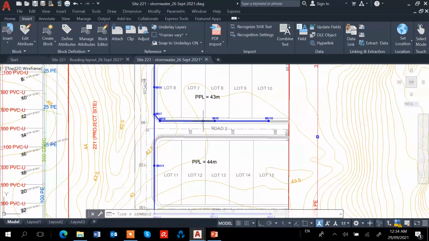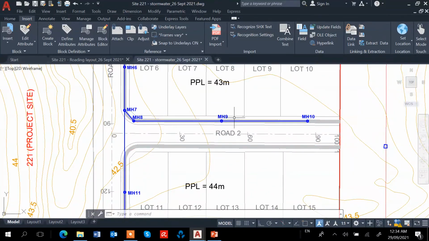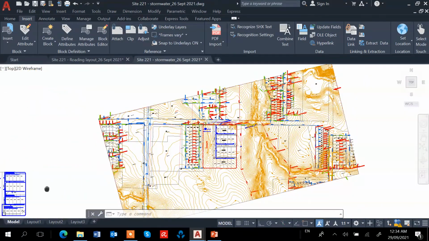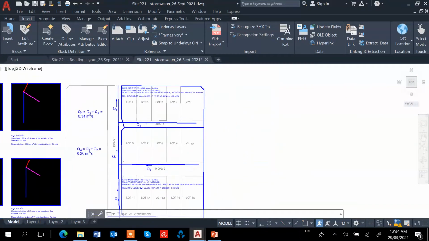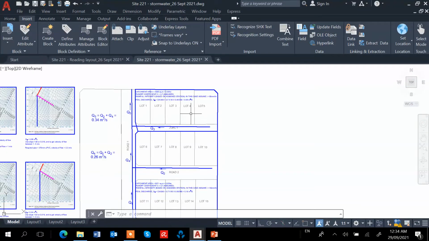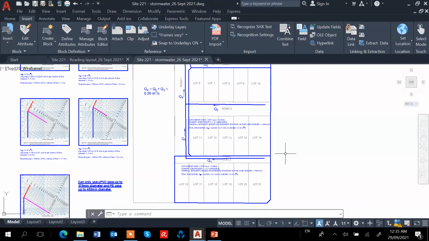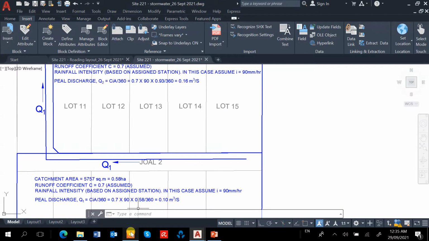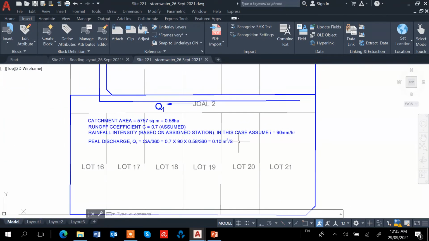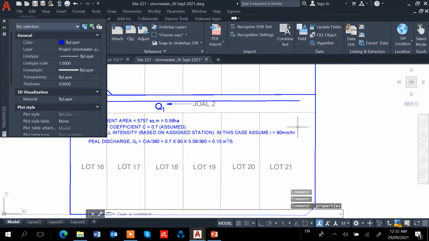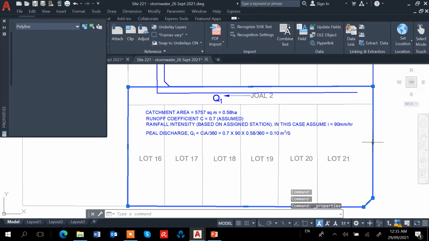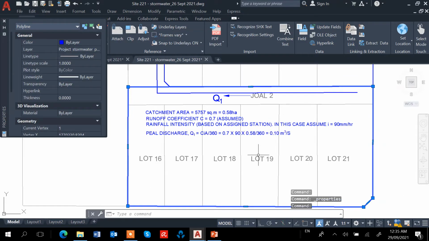Okay, so we need to design the size of this pipe. We don't know the size of the pipe, so we need to find it out. Actually, I've done some calculation about the catchment area and then the flow. For the catchment area, I can just put the property. I highlight this one, this is the catchment here.